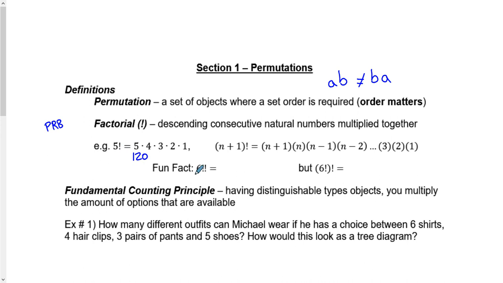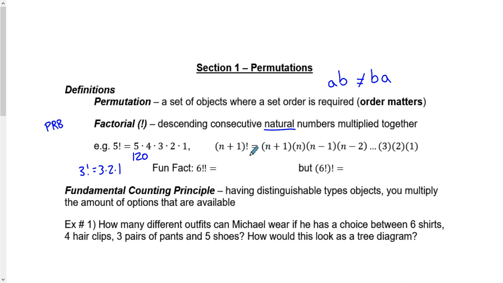Because 5 factorial just means that we're going to take descending consecutive natural numbers and multiply them together. So 5 times 4 times 3 times 2 times 1. If it was 3 factorial, it'd be 3 times 2 times 1, which is 6. We could take any number, as long as it's natural. Natural numbers are counting numbers, so we can't take negatives, and we also can't take 0 or decimals.